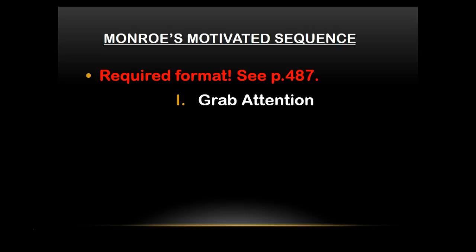The difference with the Monroe's Motivated Sequence grab attention, however, is that this attention grabber has to go into a little bit more detail. With your informative presentation, you could just ask a question or show a picture, something that says, "Hey, look at me." With persuasion, you can do that, but you need to do a little bit more.